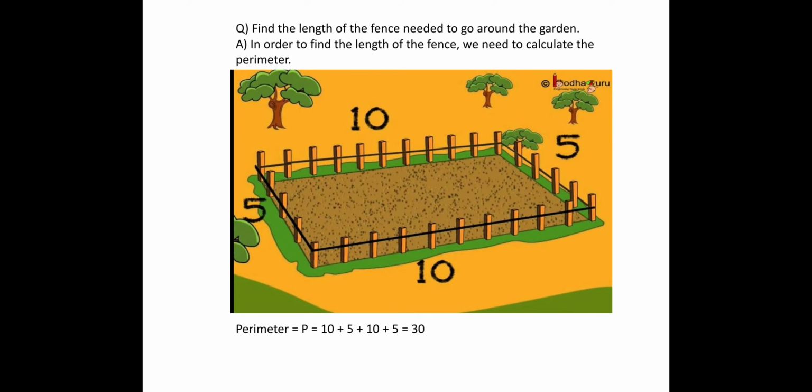Here we have a question. Find the length of the fence needed to go around the garden. So when you see the word around, it means the perimeter, because it's the distance around an object or a shape. So therefore, in order to find the length of the fence, we need to calculate the perimeter. So here the perimeter is 10 plus 5 plus 10 plus 5, which gives us 30 units.